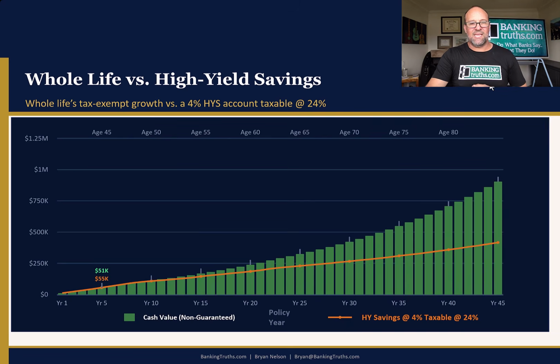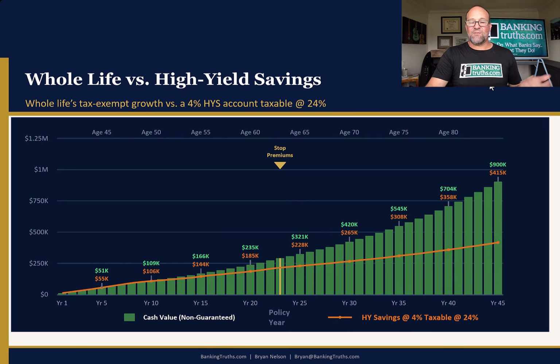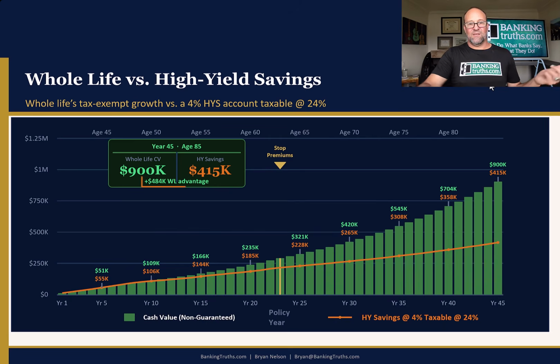If we look at the nominal growth, the orange line is a high yield savings account at 4%, taxable at only 24%. And you can see even after you stop premiums, this thing's kicking butt for a long time. The advantage is massive. It's a $484,000 advantage, or basically more than double what you'd have in a high yield savings account.